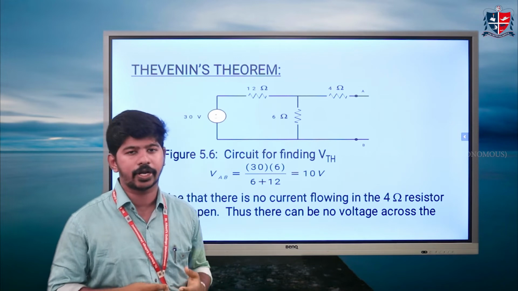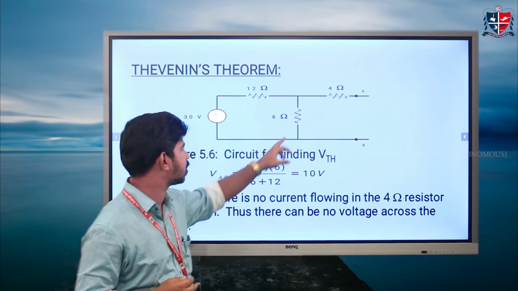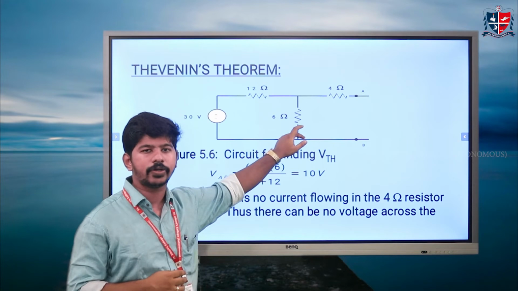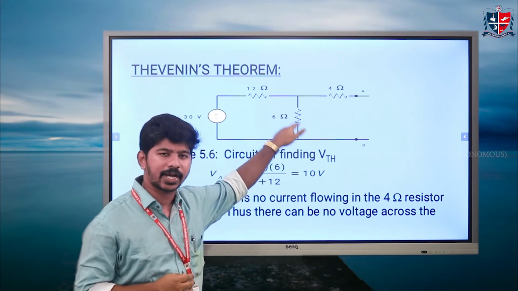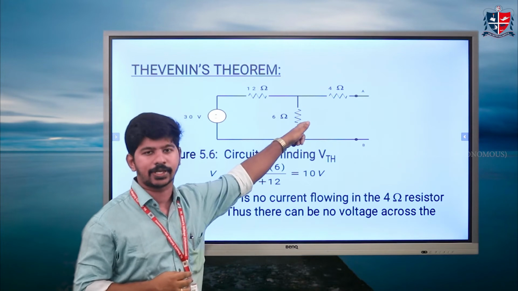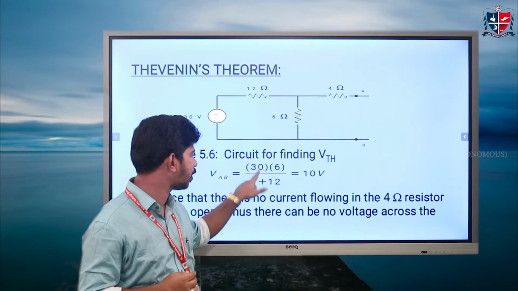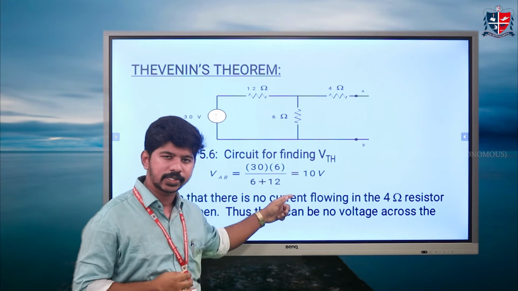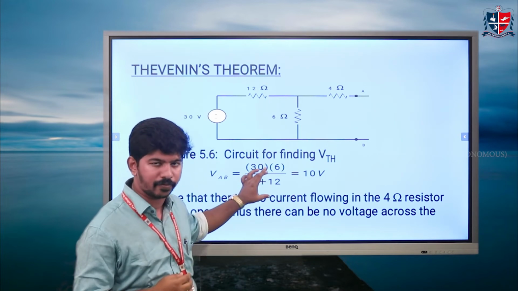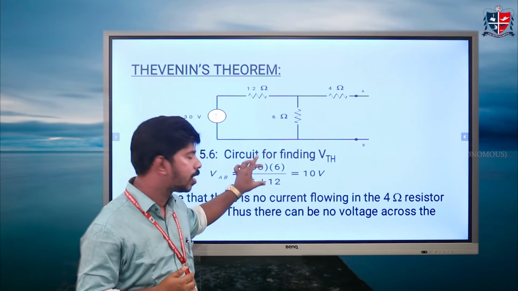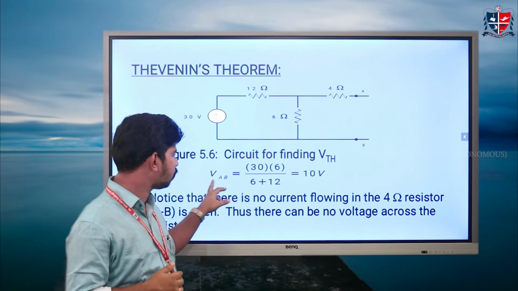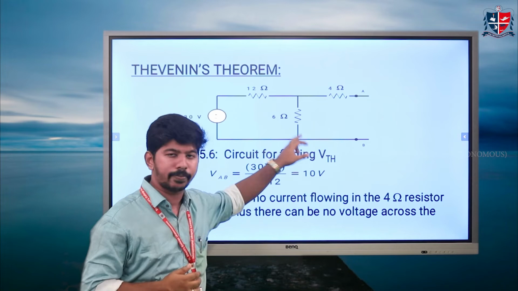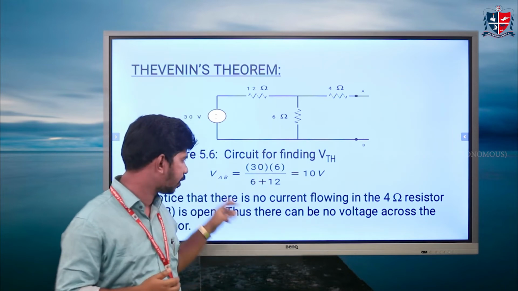Now what we need to determine? We need to determine the voltage across 6 ohm. So in order to determine the voltage across 6 ohm, we need to multiply this current with this resistance, 6 ohm. So I am multiplying this current, 30 divided by 6 plus 12, which is nothing but the current flowing through the 6 ohm resistor, by the 6 ohm resistance. So we will get the voltage across the terminal of 6 ohm, that is 10 volt.